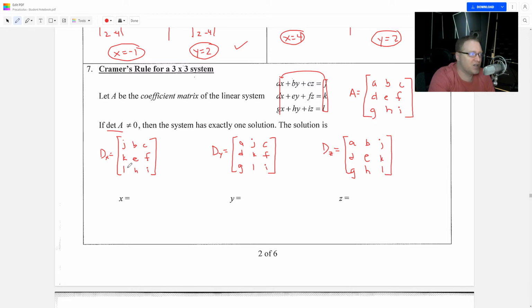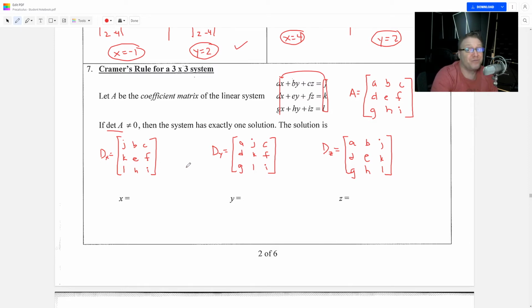So you can see here that dx, dy, dz are the same as this A matrix. The only difference is that for the x1, we're going to take out the x's and put in the JKL. For the y1, we're going to take out the y's and put the JKL in. And for the z1, we're going to take out the z coefficients and put the JKL in. All right? So that's how you find these matrices.